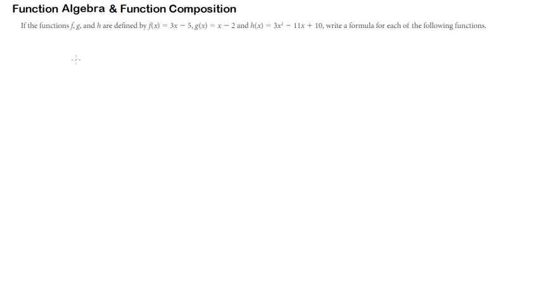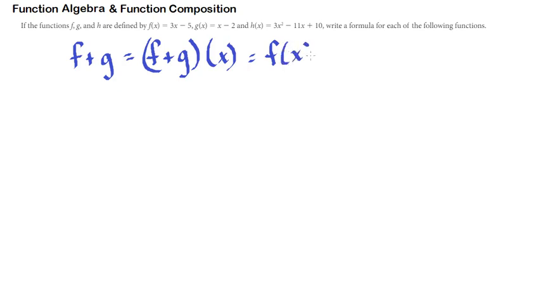We're looking at function algebra and function composition. Function algebra refers to something like f plus g. They could ask you to do f plus g like this, or they could say f plus g of x, and that would mean the same thing, or they could ask you to do f of x plus g of x. All of this means exactly the same thing.